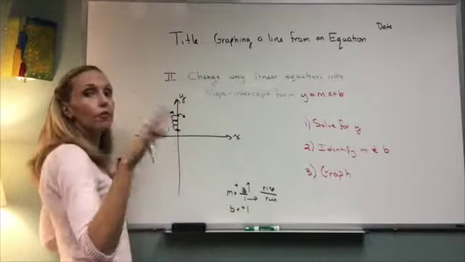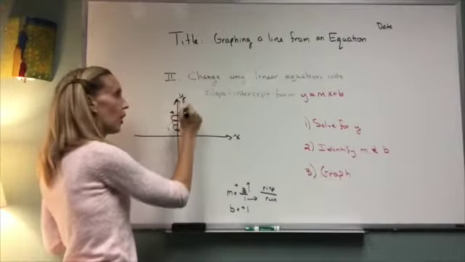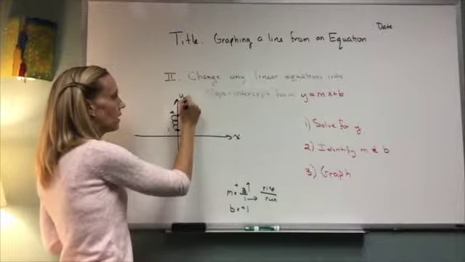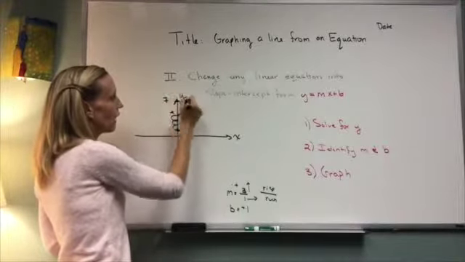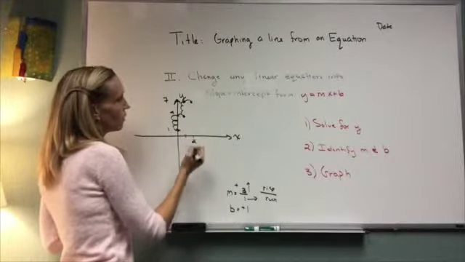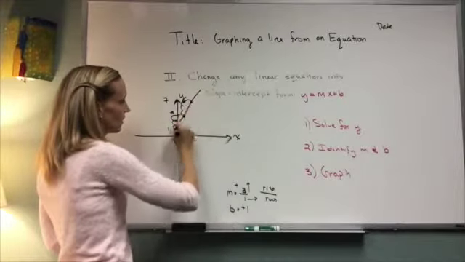We usually want to have 3 points before we actually draw the line. So I have 1 point, 2 points. So I'm going to go up 3 again. 1, 2, 3. That should be number 7 on your graph. Over 1. So 7, 2. Now we have a line, so we'll connect the dots.